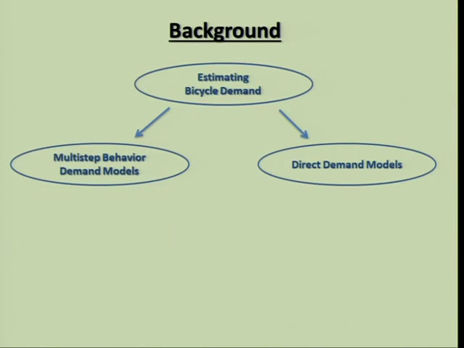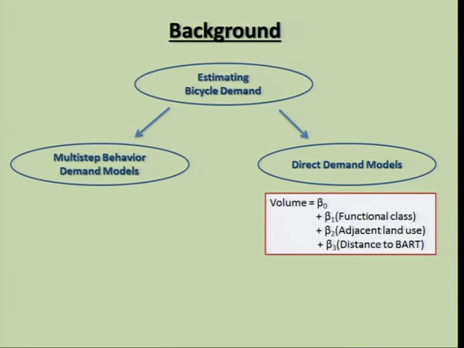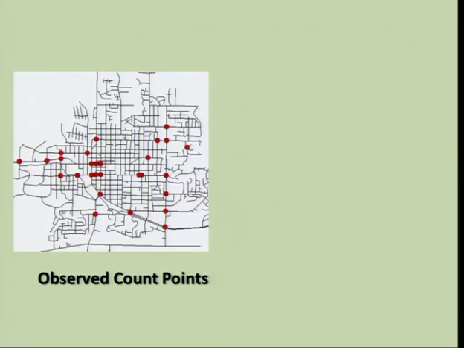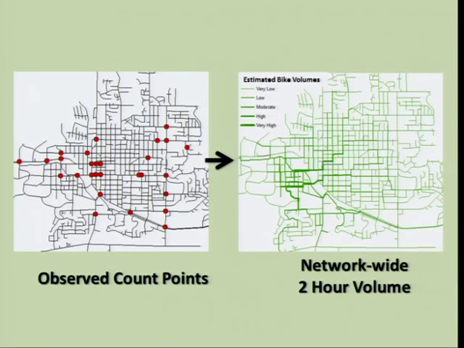Then the other way to do it is what's called a direct demand model, which is where you estimate the volume on a facility based on characteristics, perhaps with a regression equation like this. And so you say, okay, I know this street is an arterial. It has a bike lane. Maybe it's a distance to PSU campus or something. And so this is the volume I would expect on it. So what we did is we kind of did a mix of the two. And I'm going to explain that here. I'm not going to go into a lot of detail of the theory behind it. I'm just going to use sort of general terms.